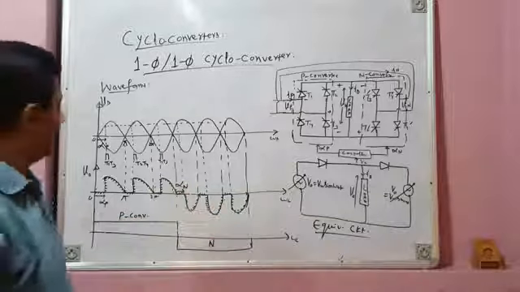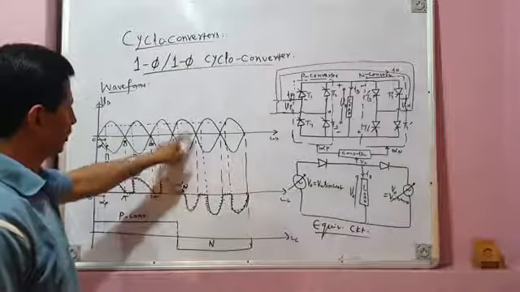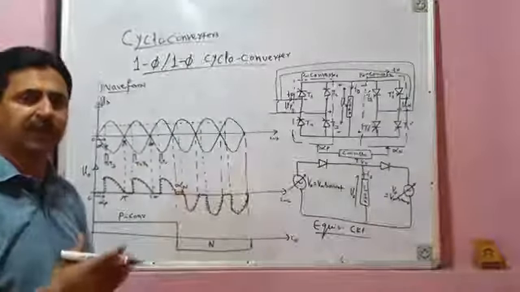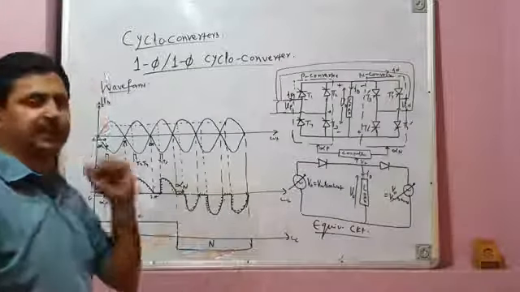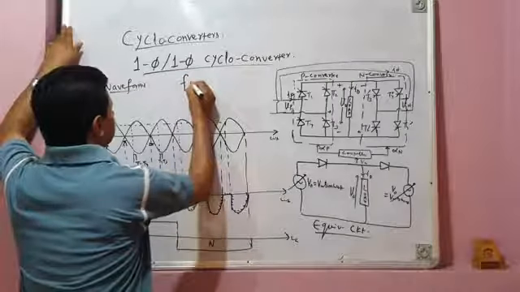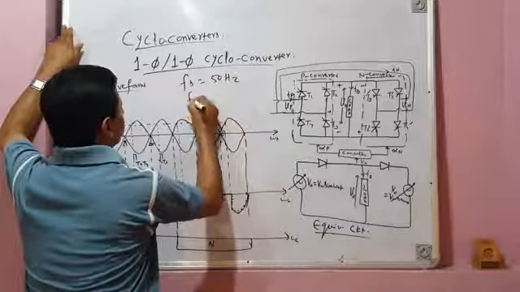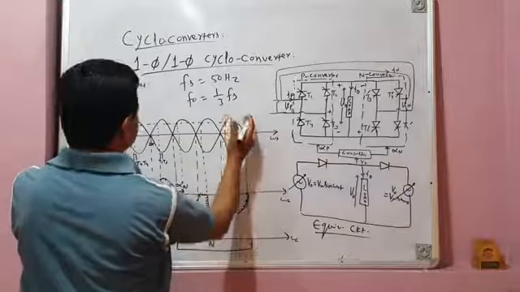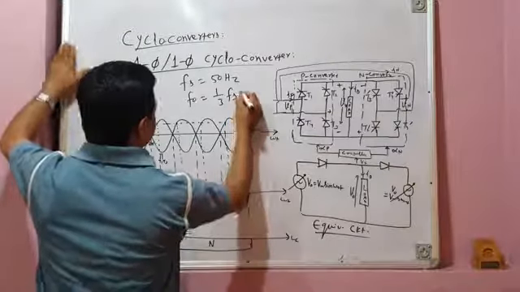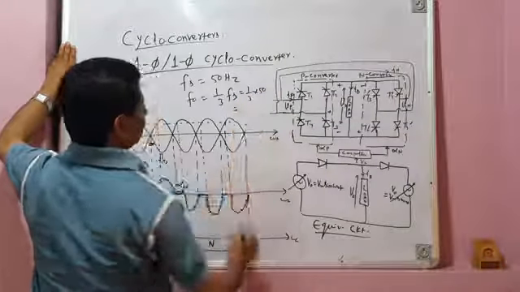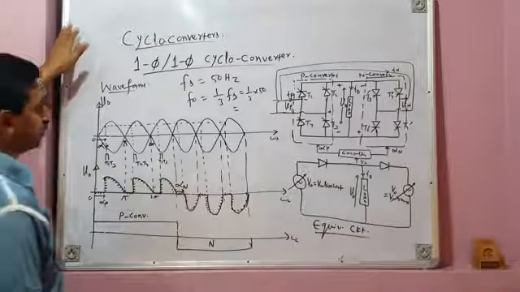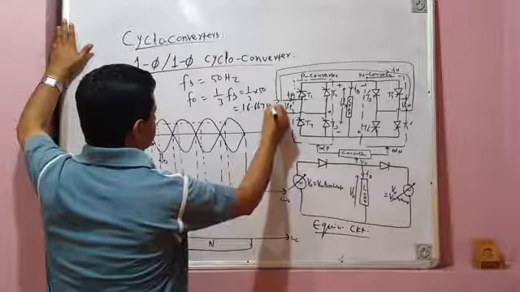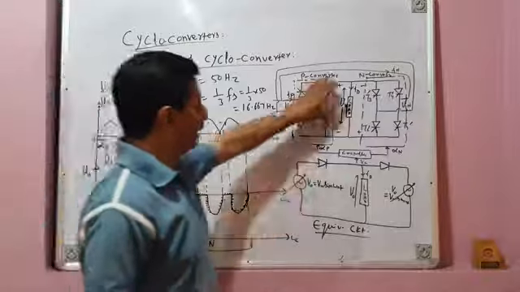It is AC voltage. And for how many cycles of source AC do you get one cycle of output? See, one, two, three. So for three cycles of source voltage, how many cycles do you get across the load? Only one cycle. So if the source frequency is 50 hertz, your load voltage frequency will be 1 by 3 times Fs, because for 3 cycles of input AC, you get 1 cycle of output. So 1 by 3 into 50, that means 16.667 hertz. This is the frequency of voltage across the load.